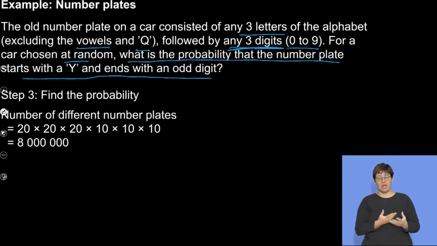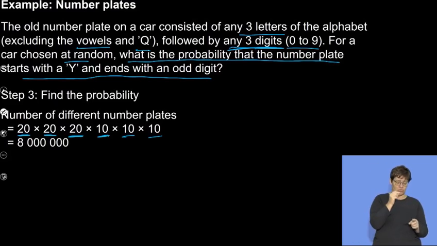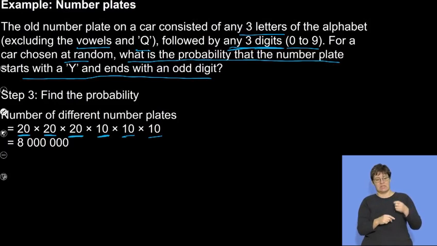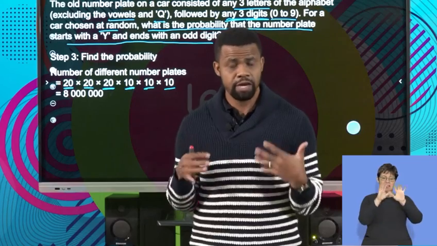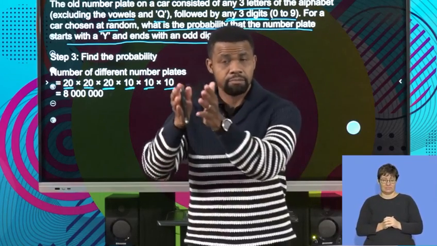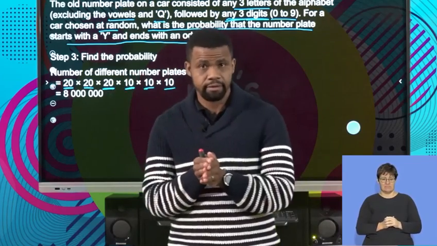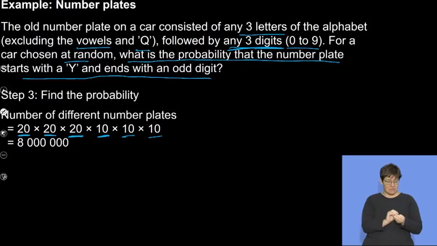Step 3 now, to find the probability. We know the number of different number plates. It would be 20 times 20 times 20 times 10 times 10 times 10, because we have 20 letters we can choose, another 20 for the second position, another 20 for the third position, and for numbers, 10 times 10 times 10. If we multiply this, we get 8 million number plates. Then, is this the answer? No.